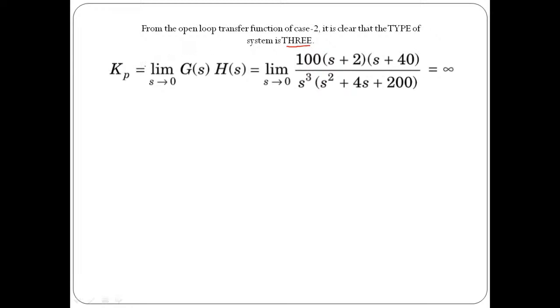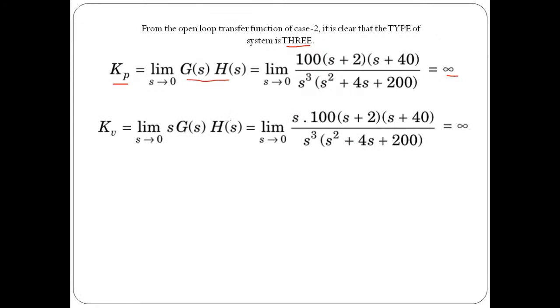And again apply the same formula. Kp is limit s tends to 0 G(s) H(s). And this is what G(s) H(s) is. So if you solve this limit as s tends to 0, the moment you put s equals to 0 over here, this is going to be infinite. This is very important.